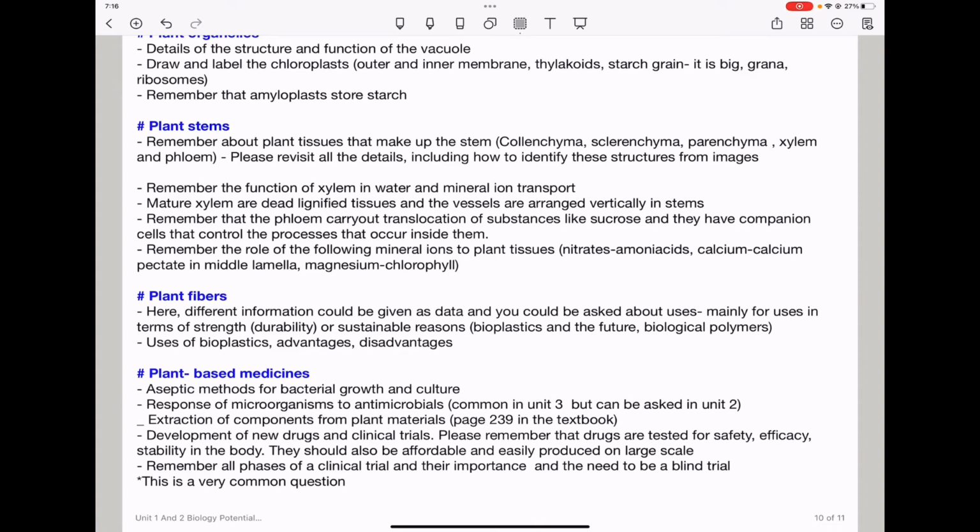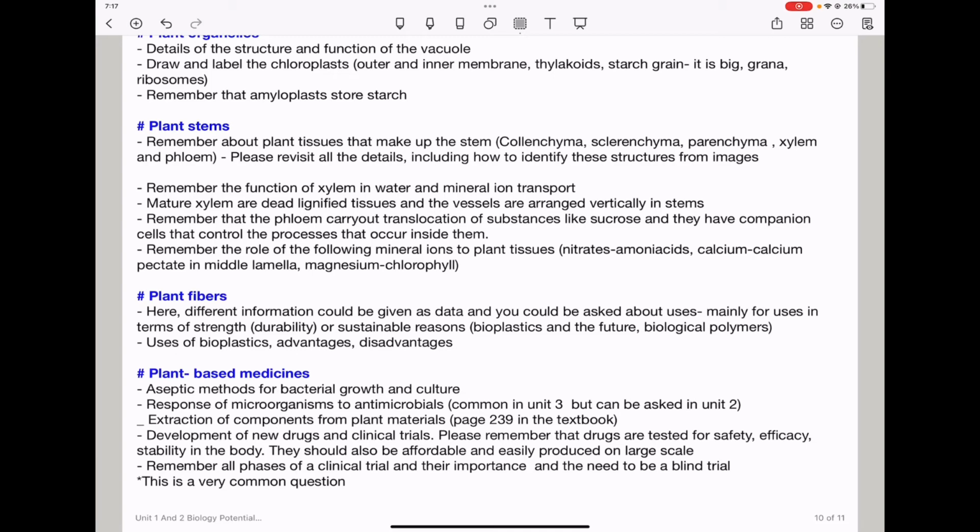Moving on to plant-based medicines, remember to use aseptic methods for bacteria growth and culture. They could ask you questions about response of microorganisms to antimicrobials. This question could be common in Unit 3, but it could come in Unit 2 as well. They can ask about extraction of components from plant materials as described on page 239 in your textbook, so please ensure you fully understand.